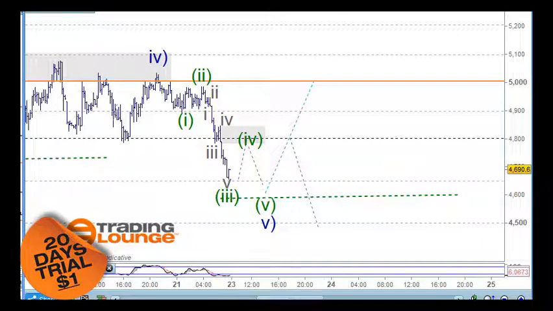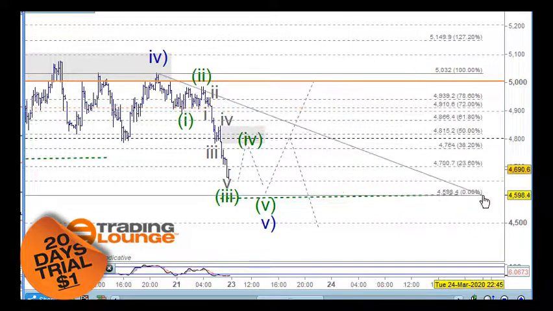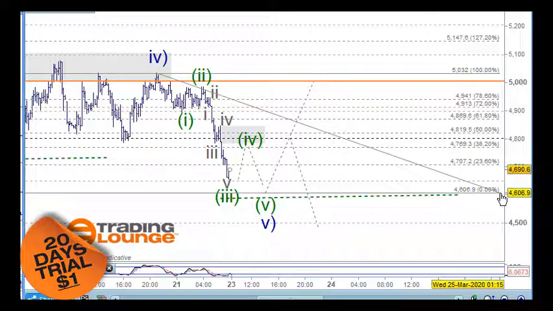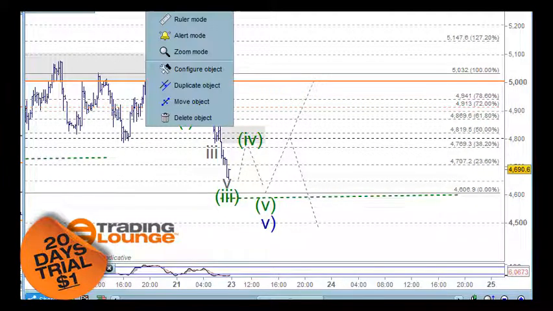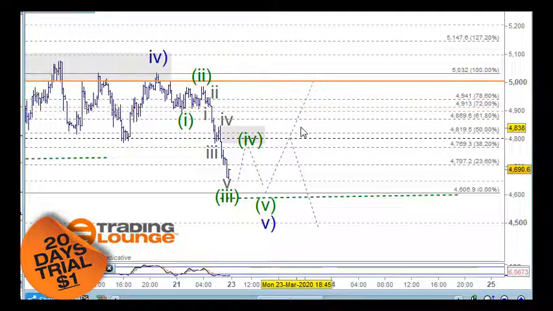And once this low comes in, that would give us 5 waves down here. So let's just bring that into, say, 4600 here. That would leave us with, back up here again, a 50-60% retracement level here.